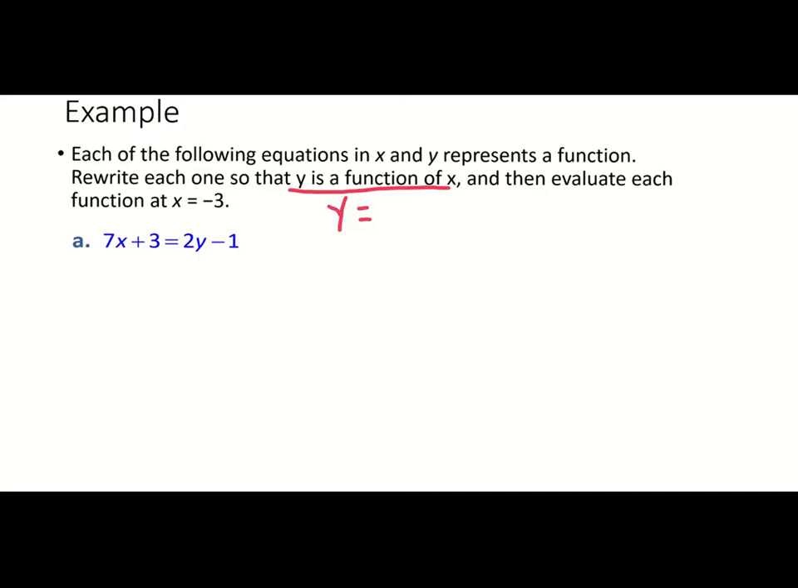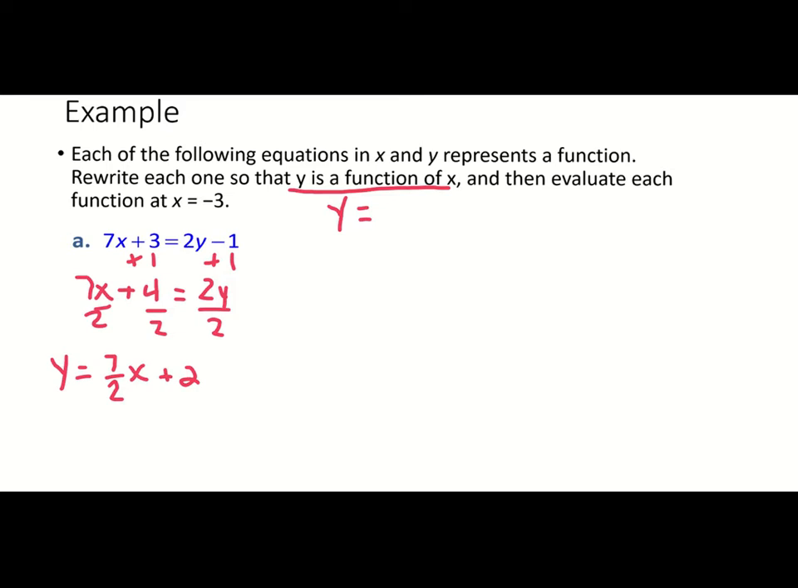So we'll add 1. I want to get y by itself. Oh, that's 1, not y. Geez Louise. Let me erase that. All right, let's add 1. So now I have 7x plus 4 is equal to 2y. And now we're going to divide everything by 2. So I will have y equals 7/2 x plus 2. And I just moved the y over to the other side.